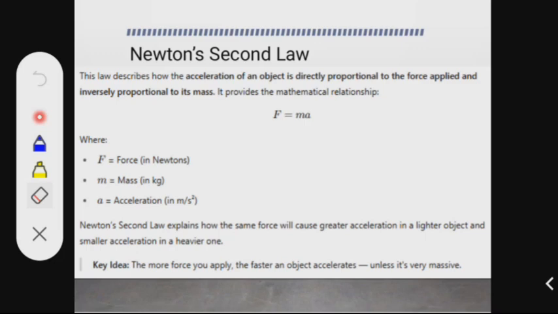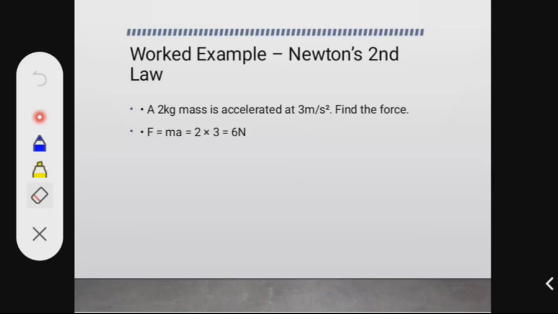Acceleration is inversely proportional to mass. So as mass is increasing, acceleration is decreasing. As mass is reducing, acceleration is increasing. So that's just the whole idea behind Newton's second law of motion. So let's see whether we can move on to one of our examples.